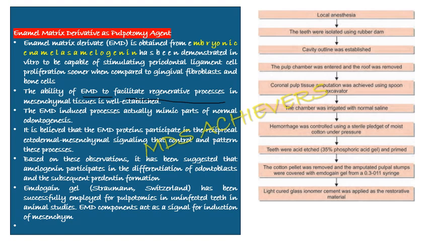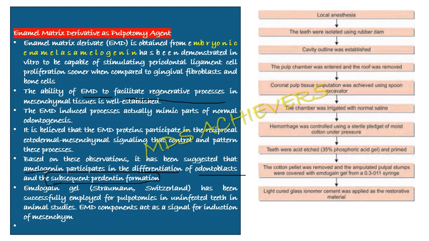And based on this observation, they have suggested that amelogenin participates in the differentiation of the odontoblast, thereby resulting in the formation of predentin. Once the predentin is formed, thereafter the entire dentin structure will start forming. An Emdogain gel has been successfully employed for pulpotomies in uninfected teeth in animal studies.